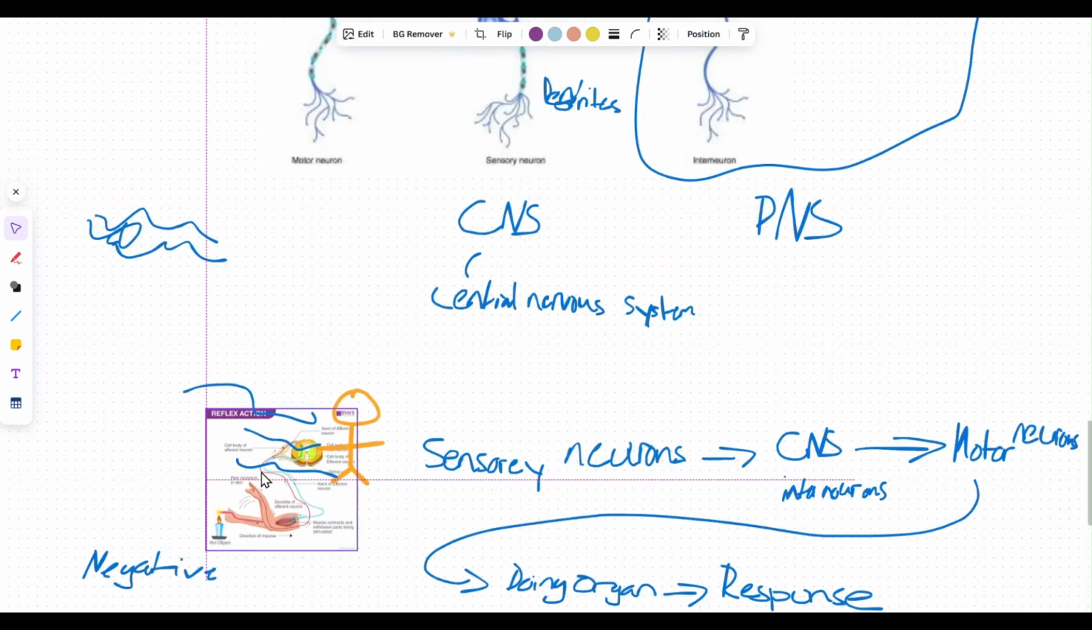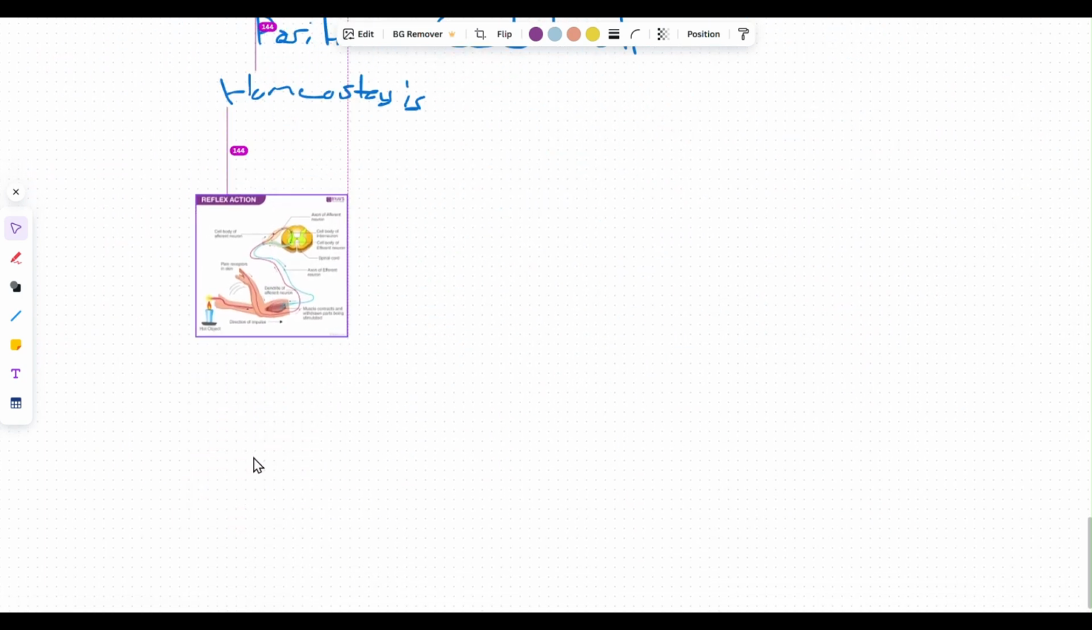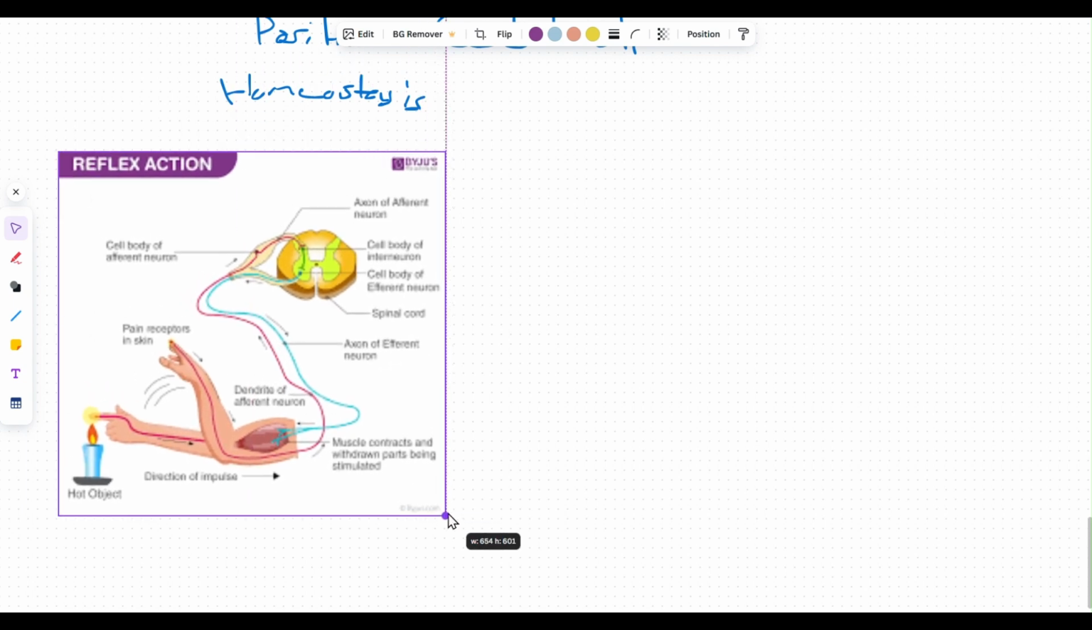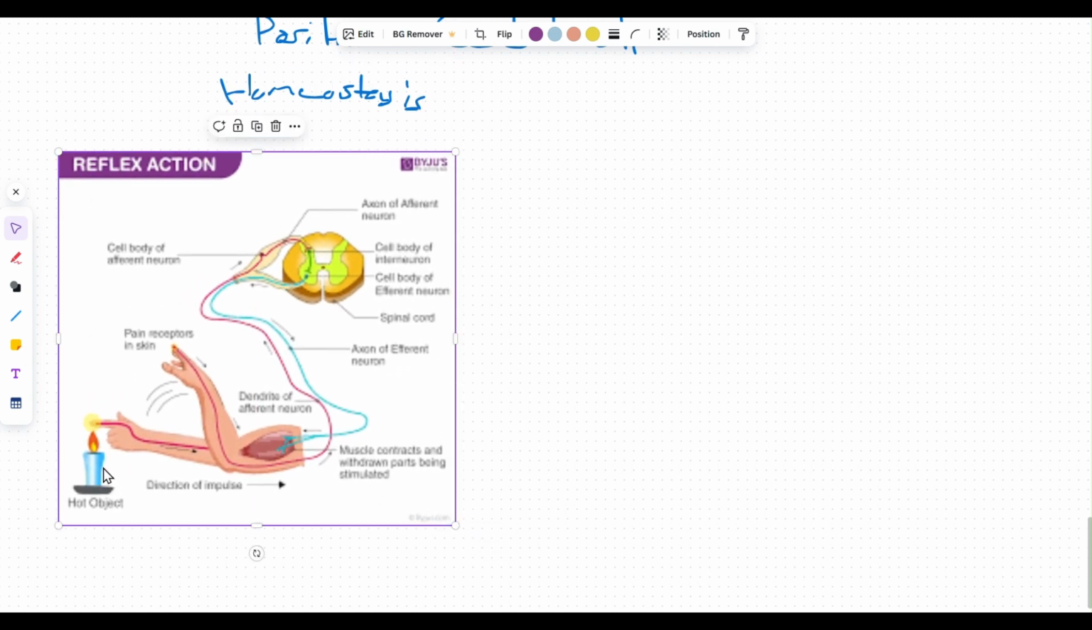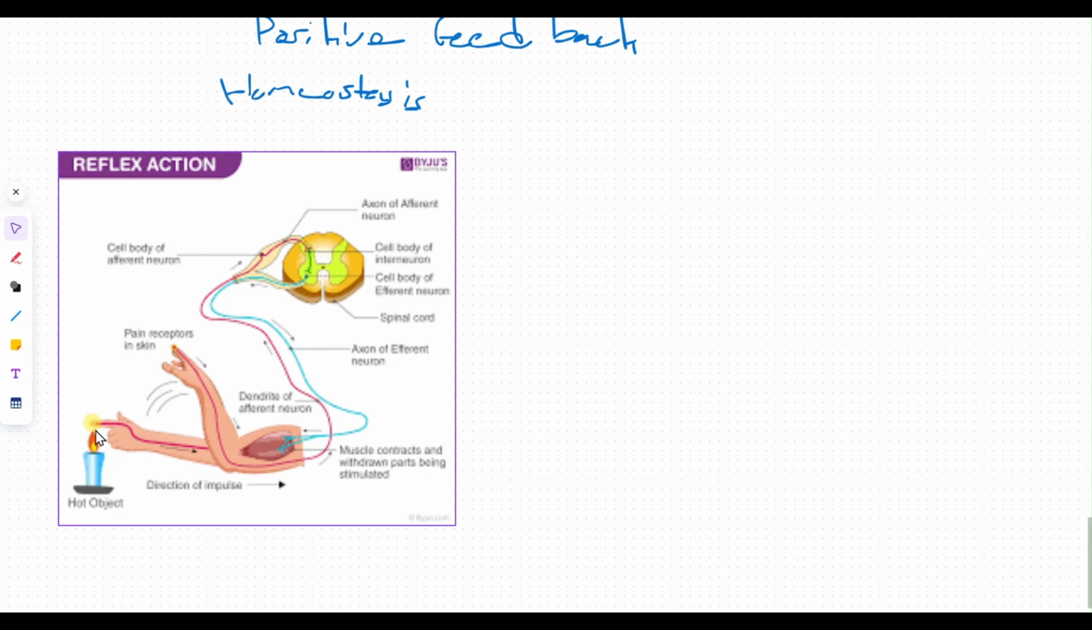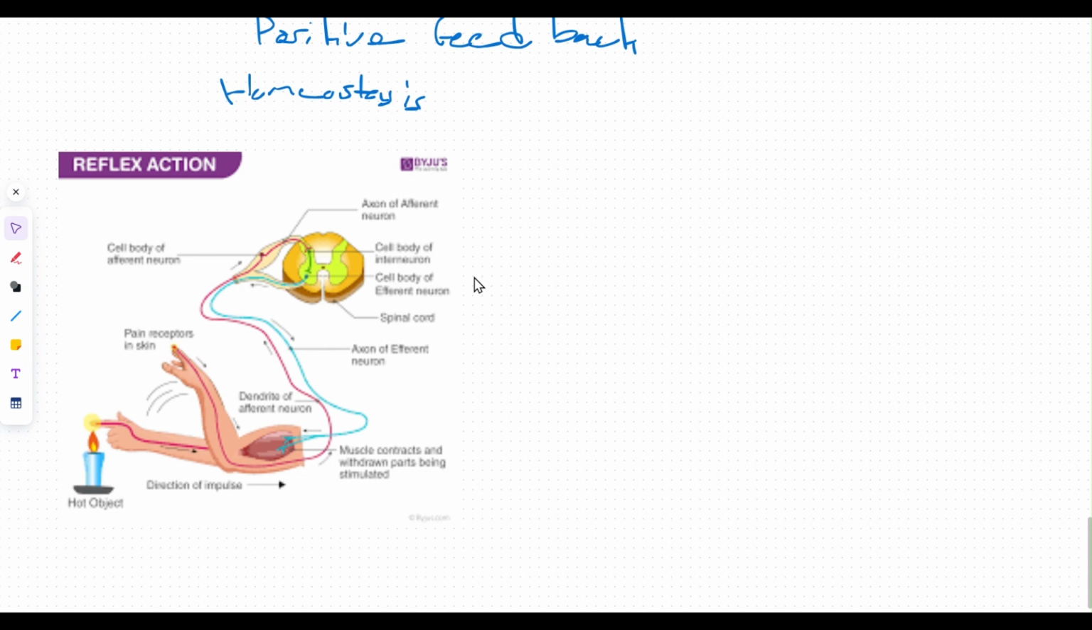Let me just draw this in. Alright, a reflex action. What is a reflex action? Suppose this is a hot object, let's just say it's a stove or something. What will happen? You touch this, the sensory neurons will sense it, and it will just go through to your spinal cord. It won't go through your brain, because the brain will take too long to interpret it, and then you'll instantly pull your hand away. It's subconscious. This is not voluntary. This is an involuntary action.